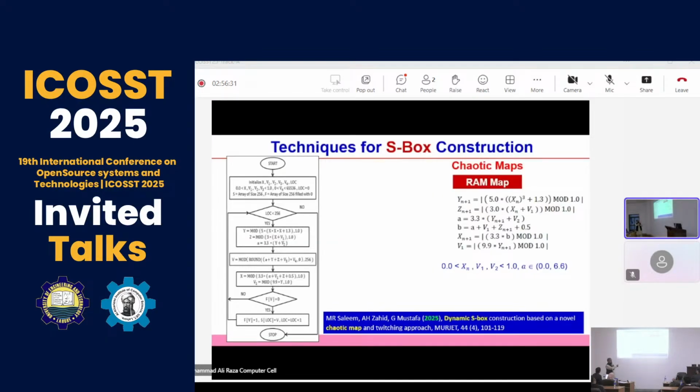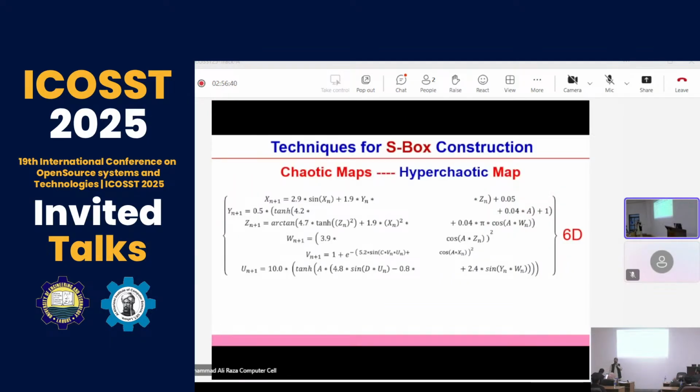So this was a simple algorithm to design. We have used this chaotic map, and another approach that is being used is called the hyperchaotic map. We use different dimensions, different variables. That is the current trend in cybersecurity and S box design.